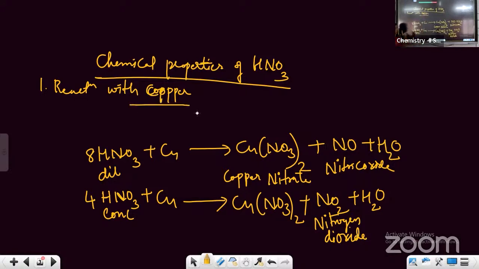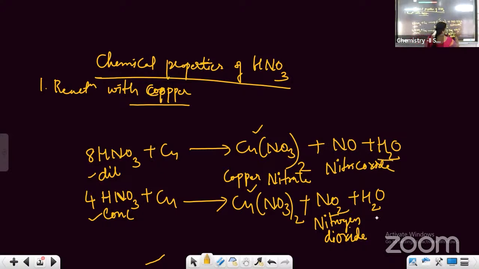Here we are taking two concentrations of nitric acid. One is dilute nitric acid, one is concentrated nitric acid. So when you are taking two different concentrations, one of the products is common. Copper nitrate is common for both the concentrations. But apart from copper nitrate, we are getting nitric oxide with dilute HNO3 and nitrogen dioxide with concentrated. Please make out the difference.